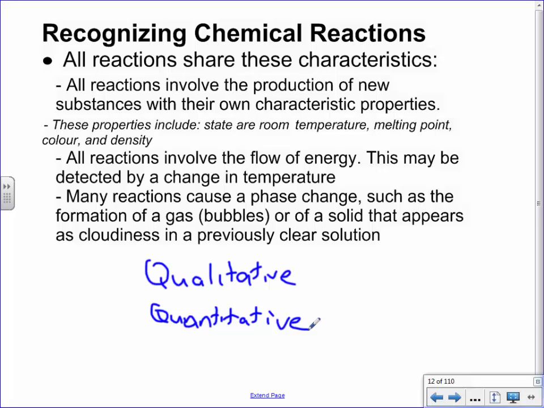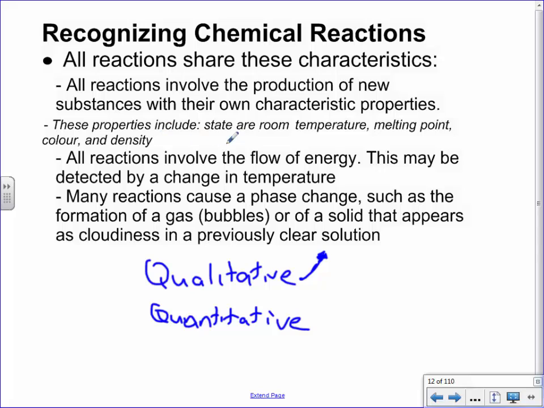But another observation that would be quantitative would be, I might say that it has a pH of 7, right? There's a number attached to it. It's 30 degrees Celsius. There's a numerical value attached to it. So often we will need to talk about qualitative versus quantitative. In terms of qualitative, there are a few main ways that we can tell whether a chemical reaction takes place.